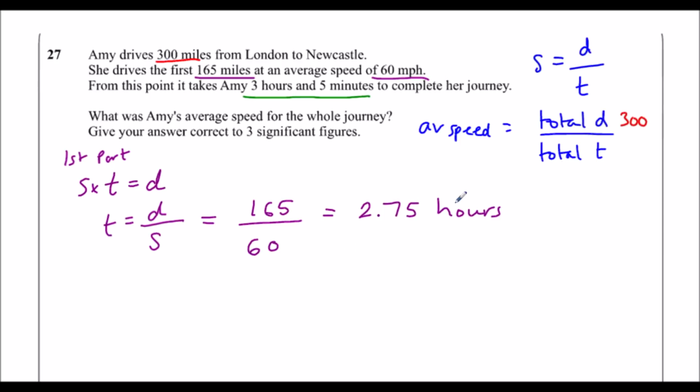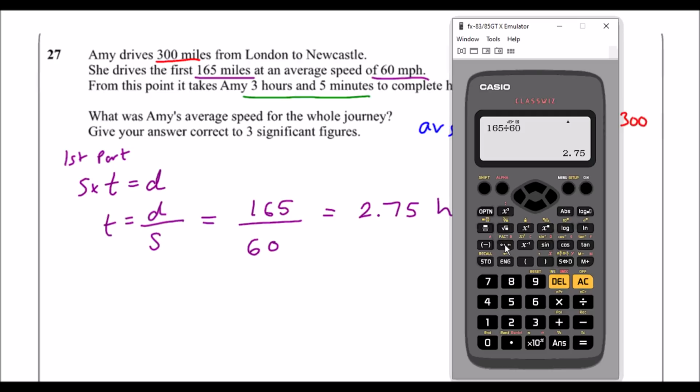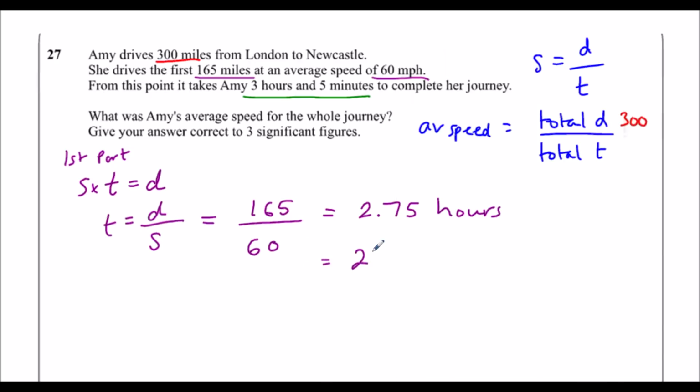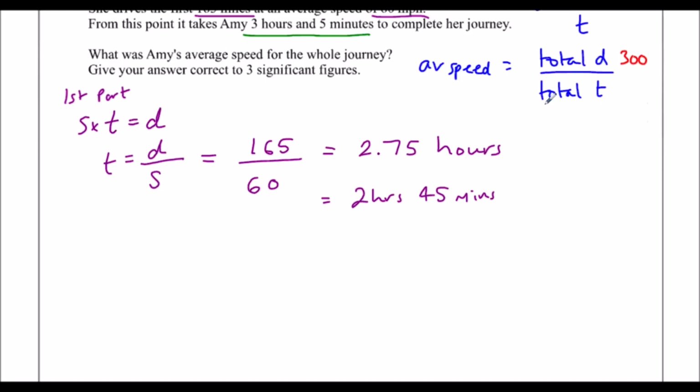We could change that into hours and minutes. So we've got 3/4 of an hour. 0.75 is 3/4. So that's 45 minutes. Press the time button though, and it will tell us that. So 2 hours, 45 minutes. So now we can work out the average speed for the whole journey.